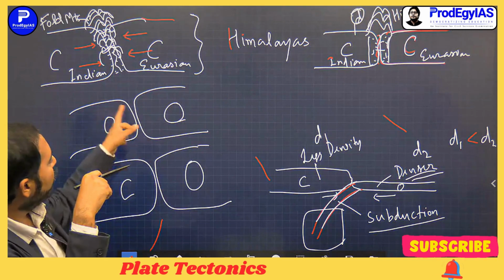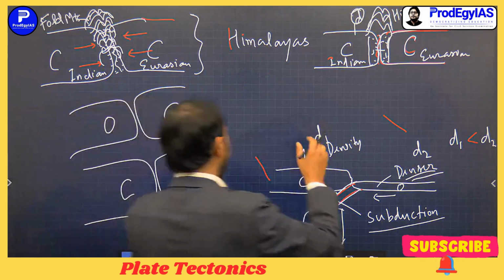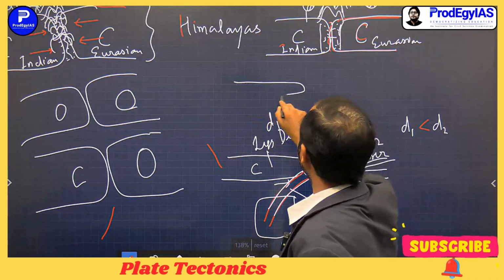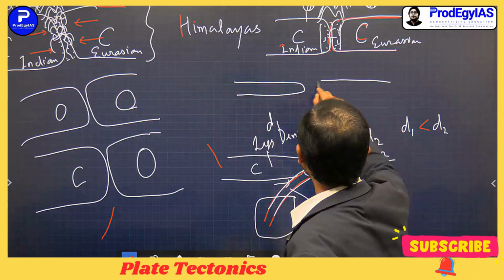One more example, oceanic and oceanic plate collision. I will explain here. Like this is an oceanic plate, and this is also an oceanic plate.